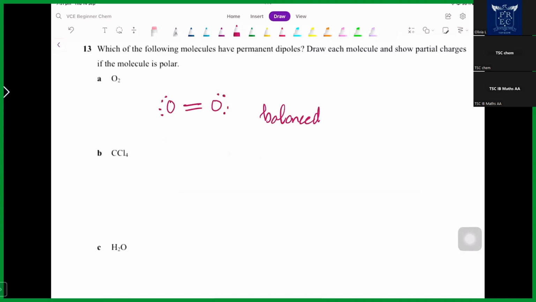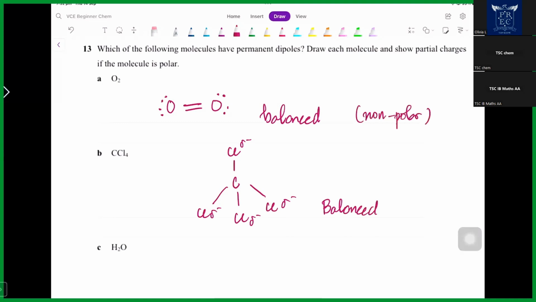Okay, CCl4, same thing. Cl, Cl, Cl, and Cl. So you may have a minus, minus, minus, minus, but it is balanced. So this is non-dipole or non-polar, sorry, non-polar. This one also non-polar. H2O is polar.